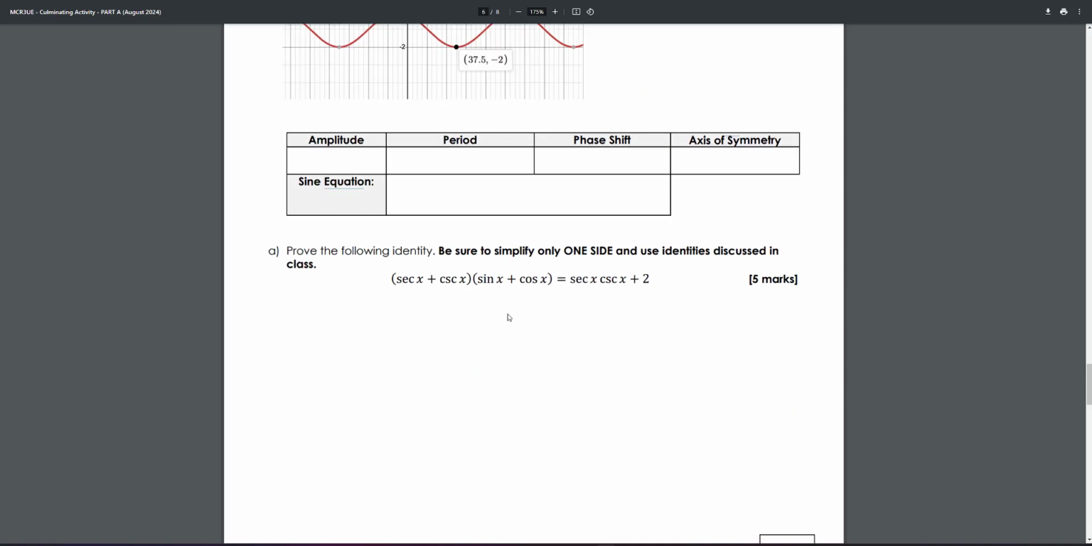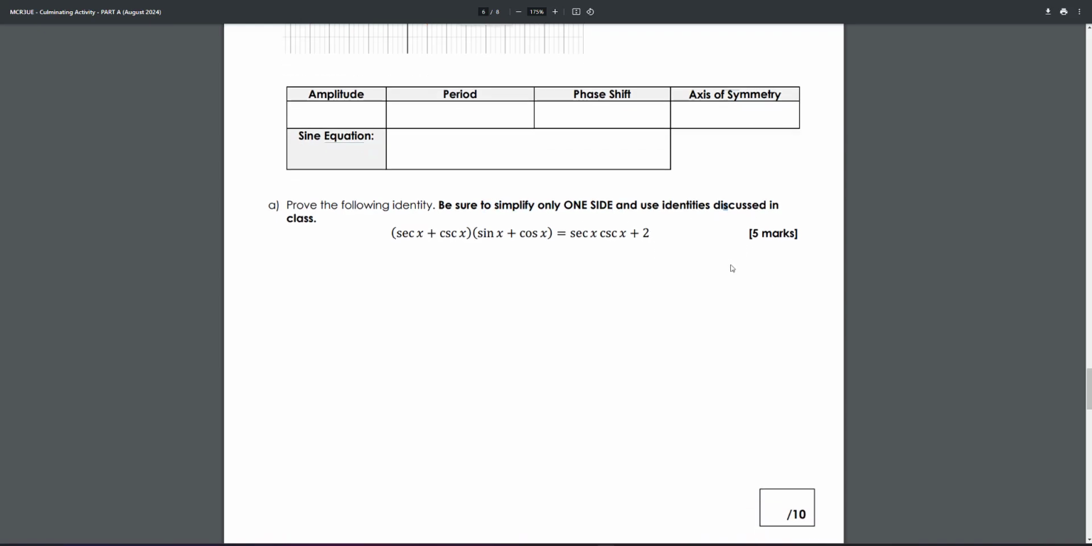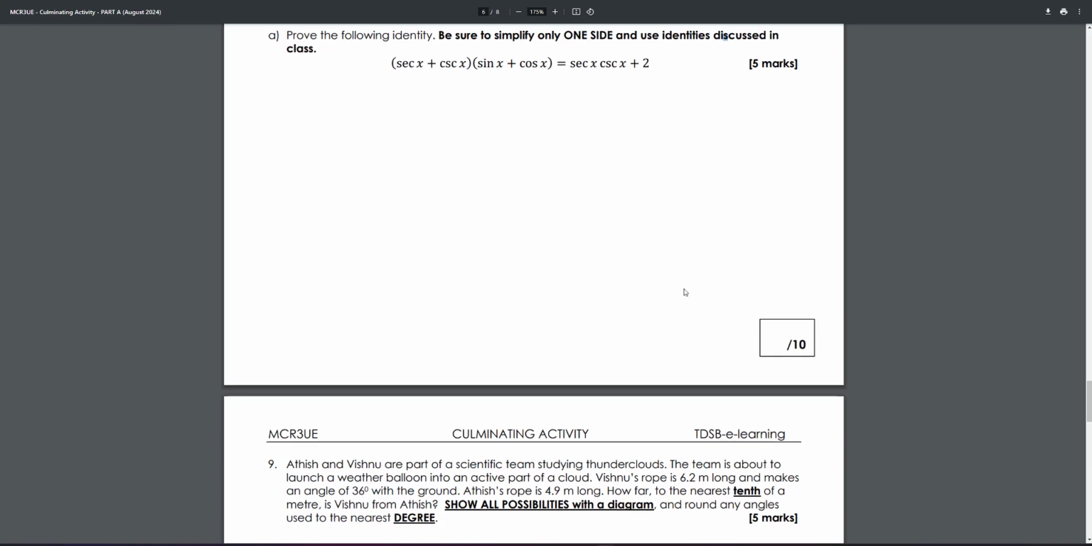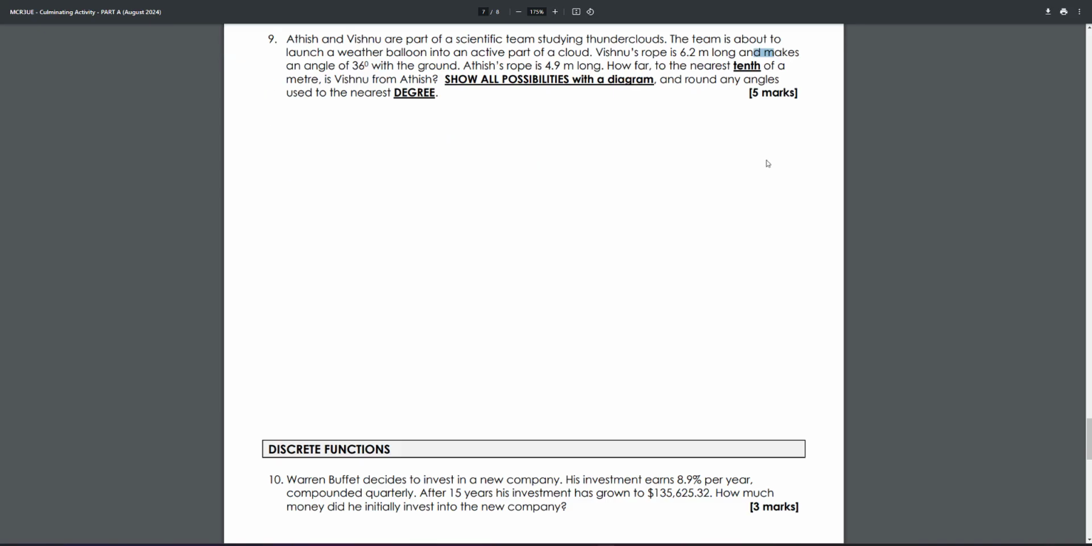So yeah. Prove the following identities. So this is trig identities. Here we have, what is this? Oh, this is going to be your cosine law or sine law, depending on the diagram. So make sure you are drawing your diagram and doing this.